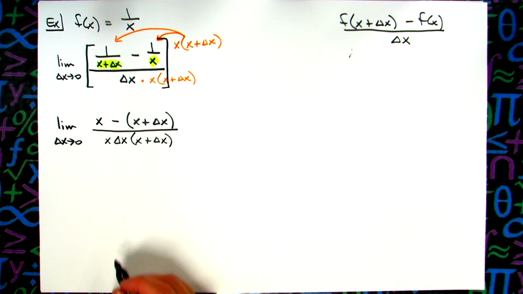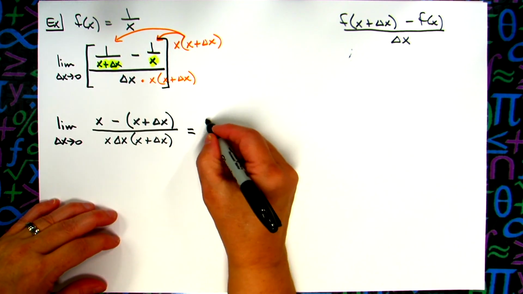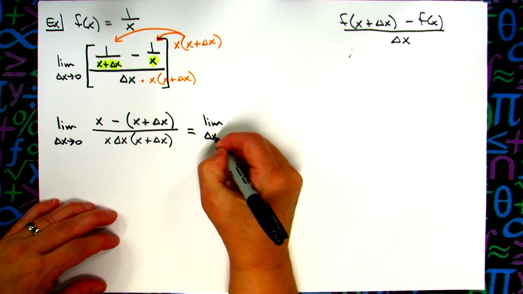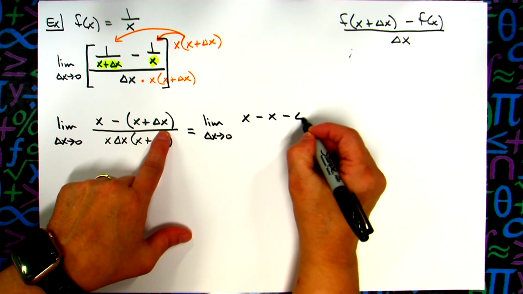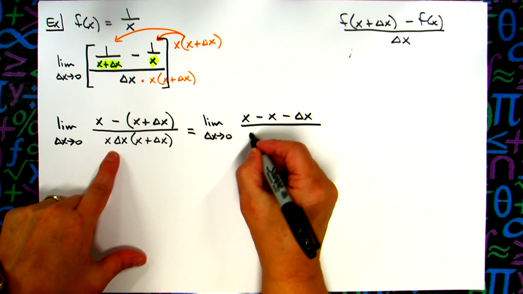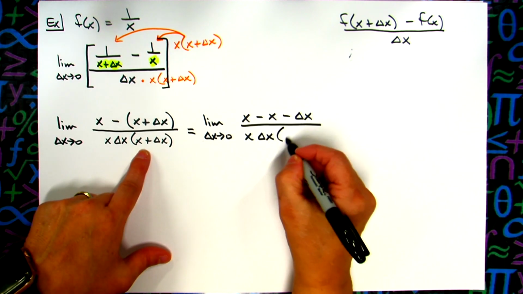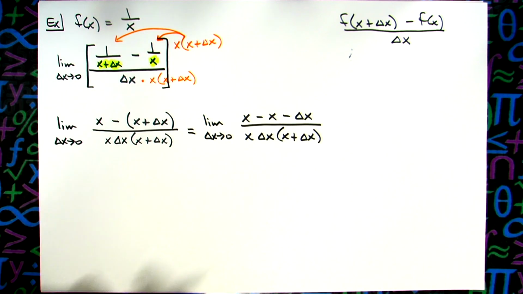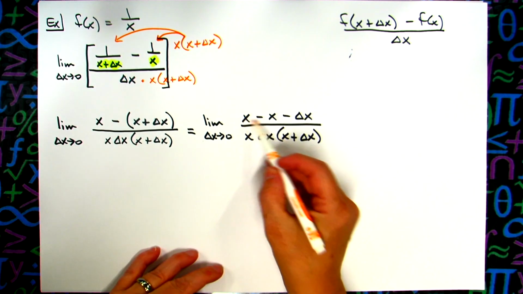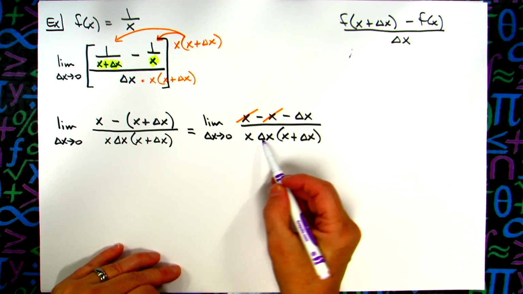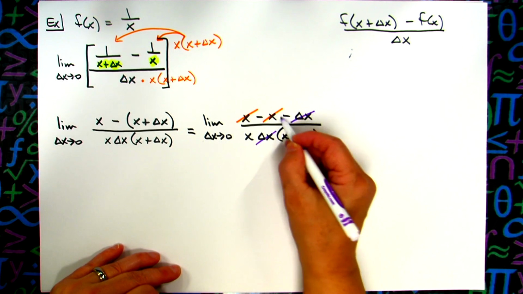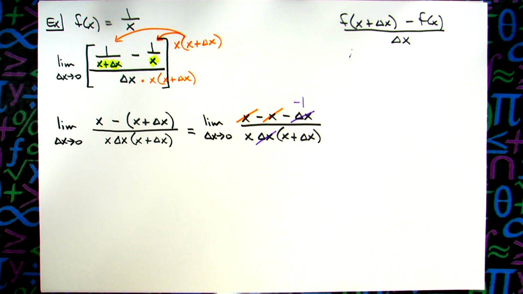Distribute a -1 there on top. Okay, I'm going to go ahead and go across, I think, on this one. The limit as delta x approaches 0. That's going to be an x minus a delta x. And then I've got an x, delta x, x plus delta x on the bottom. Okay, so we ought to be able to cross out a bunch of stuff. X minus x, that's going to go away. I've got a delta x in the top with a negative sign in front and a delta x in the bottom, so my delta x's are going to go away, but then there's a negative right there, so I still have a -1 in the top.